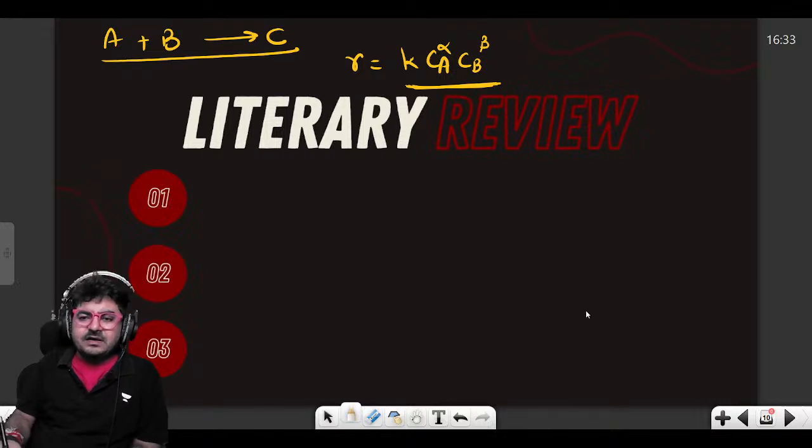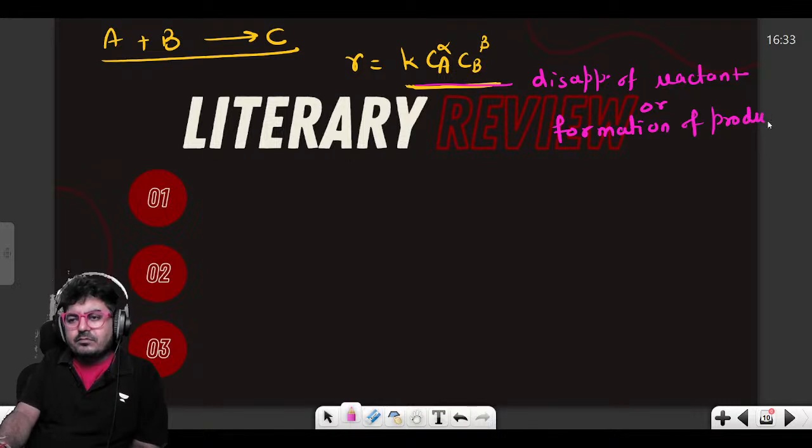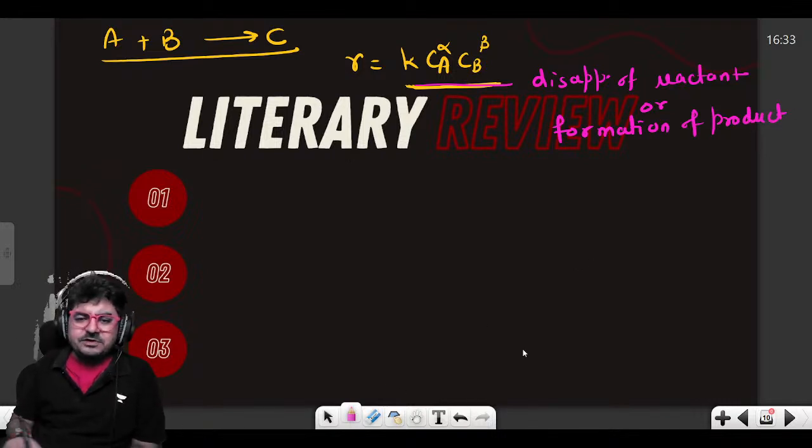What does this signify? This right hand side part signifies the disappearance of reactant, or you can say formation of product. Okay, disappearance of reactant or you can say formation of product.